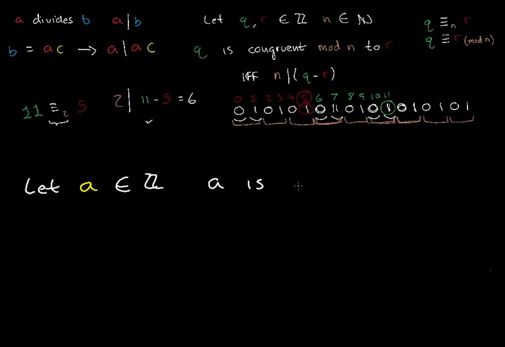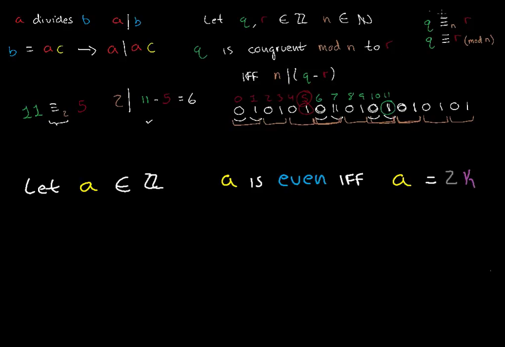A is even if and only if, sorry, I didn't even write even. I didn't write A yellow. A is even if and only if A is equal to the number 2 times K. Okay. So if A is not even, then it is odd.